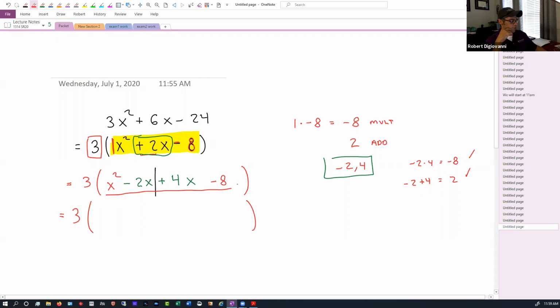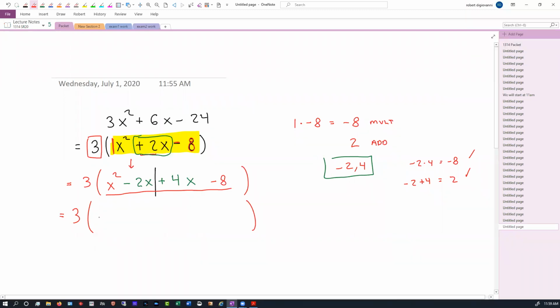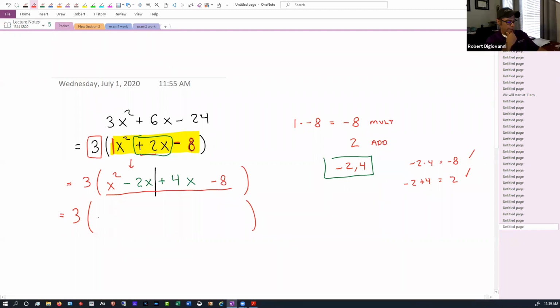So what is the GCF of the first 2 terms over here? What can we pull out of those? 1x, right? Just an x. And we'll be left with x minus 2. Oops. Sorry about that.